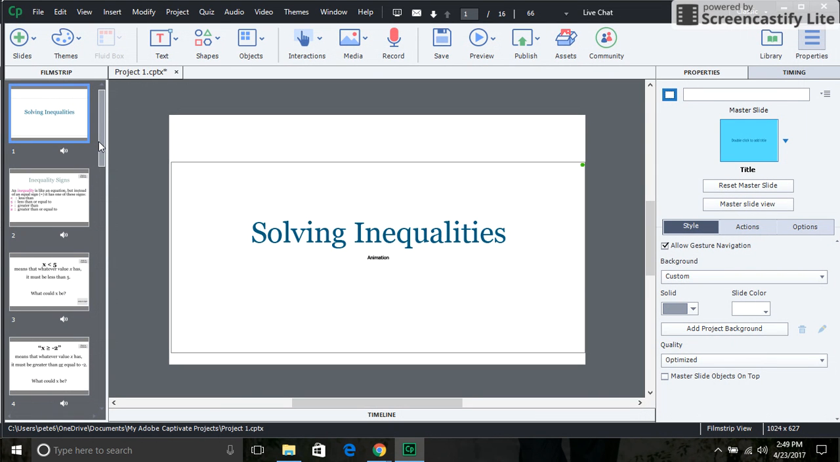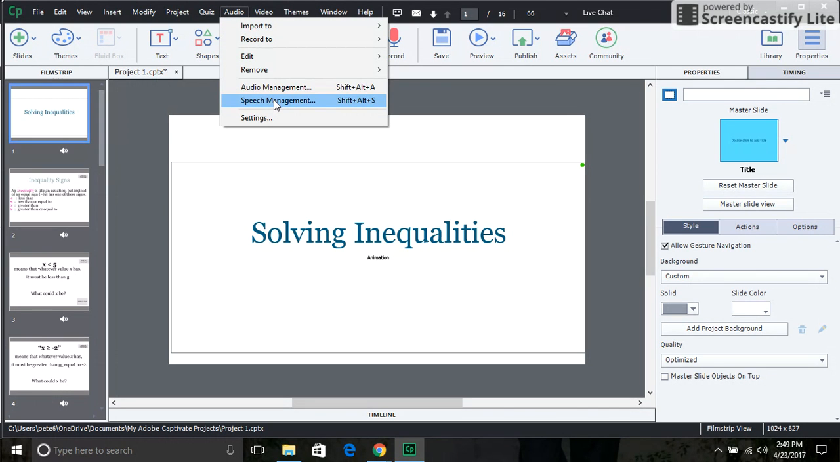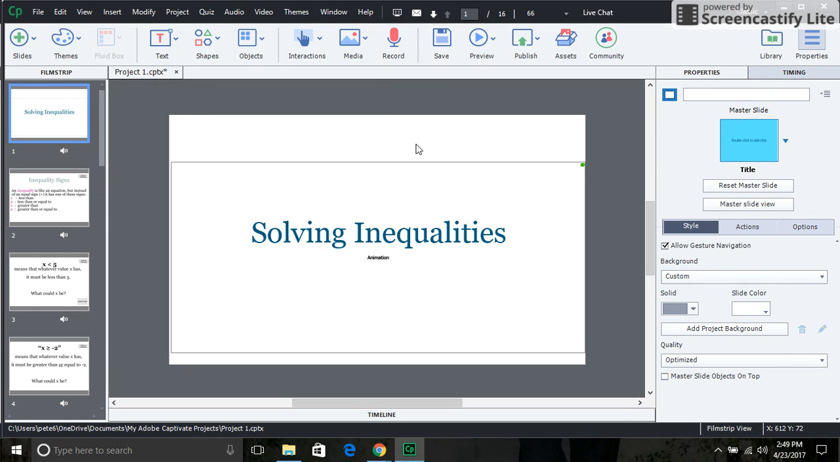Okay, here is my Captivate Project 1 from this week. I used a PowerPoint that I have shown my students for solving inequalities. On the first couple of slides, I used audio. I did the speech management option of adding some audio in, basically what the screen is saying.